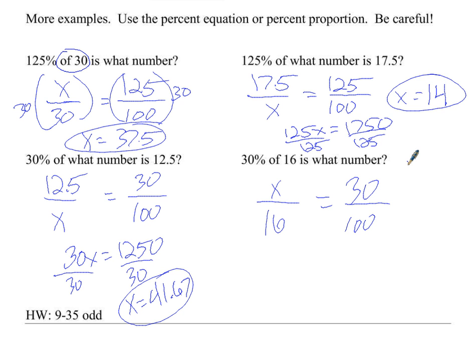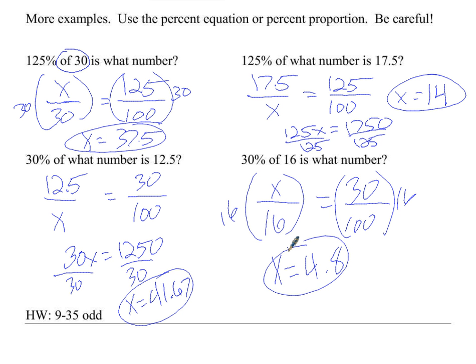To solve this one, do we need to cross multiply? Multiply both sides by 16. 4 point what? 8. Exactly 4.8? So 4.8. It is exactly 4.8. So that's how you do this sort of problem.